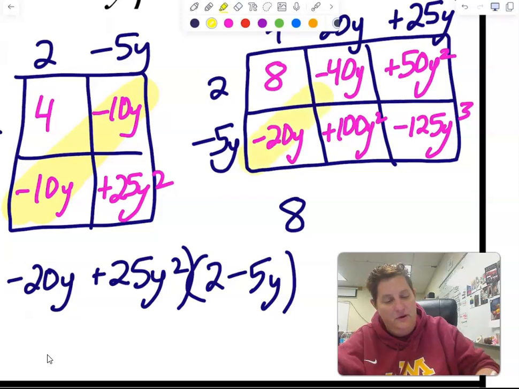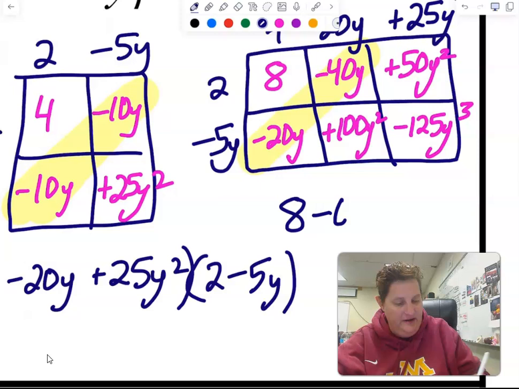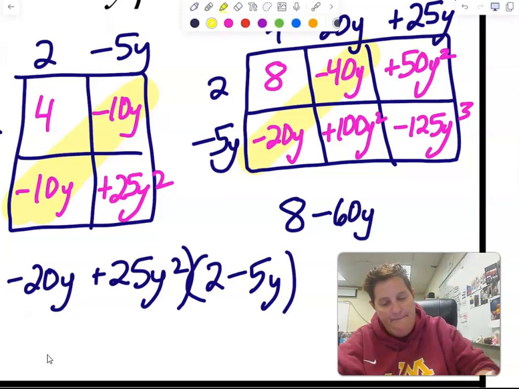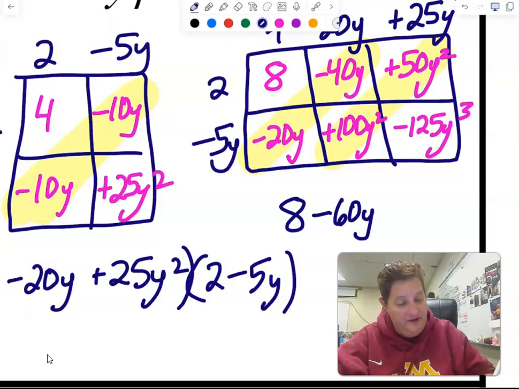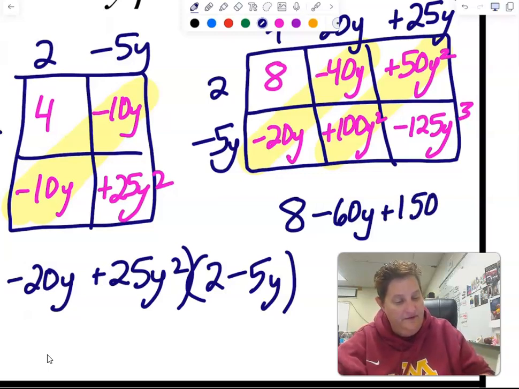And then you guys remember, we always combine like terms along the diagonals. Well, negative 20 and negative 40 would give me negative 60y. And then I combine there. 100 plus 50 would give me 150y squared.